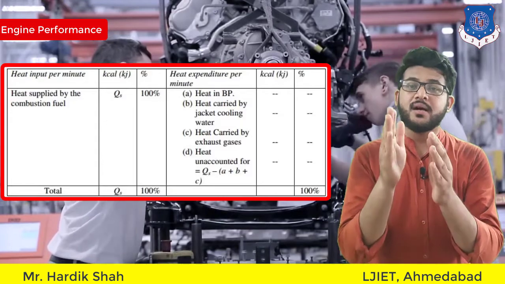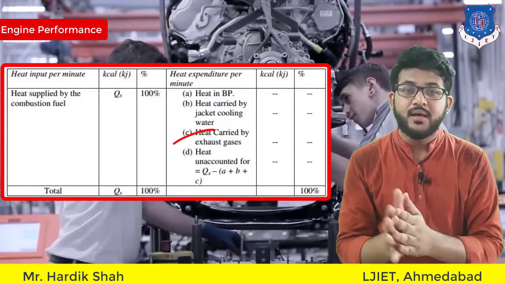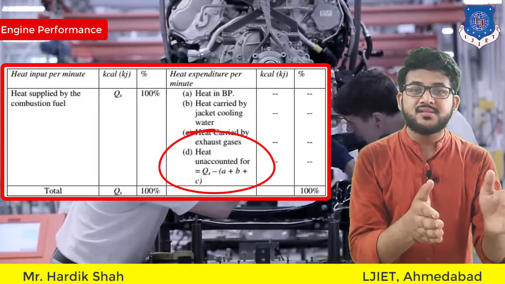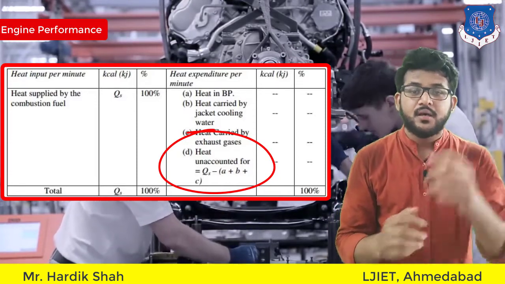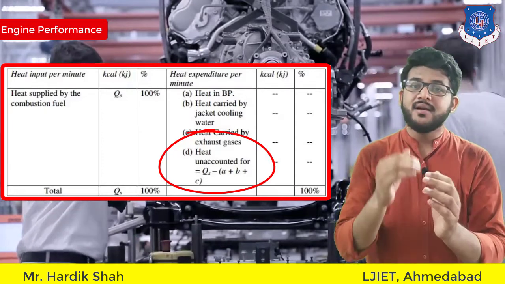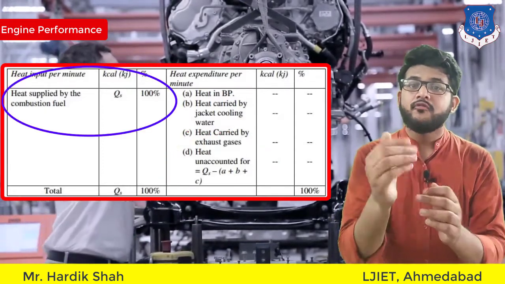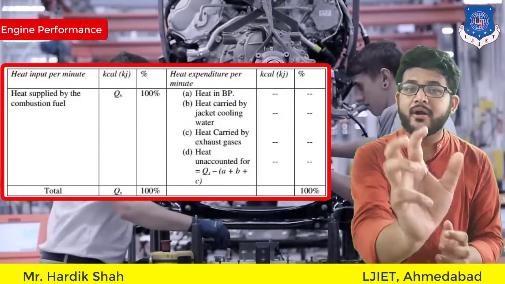So the unaccounted heat energy is calculated by the difference between the heat supply and all the heat losses that we can find. That is the first three losses. Fine. So heat supplied has only one value, and that is heat supplied by the fuel combustion, which covers the whole 100 part of heat supply.